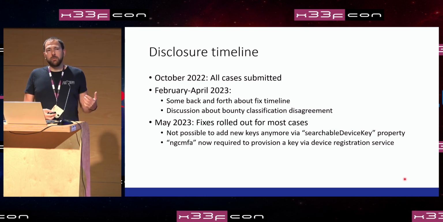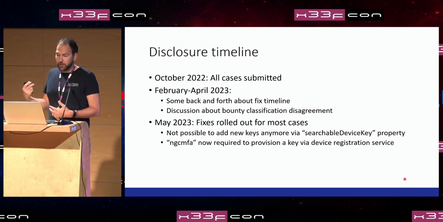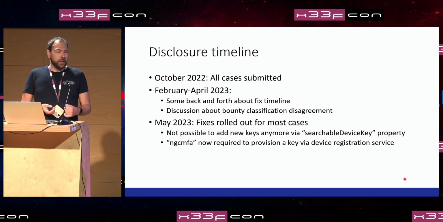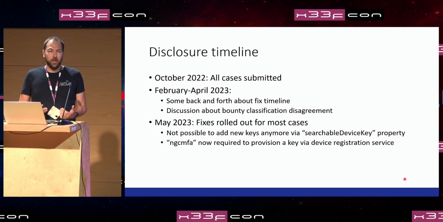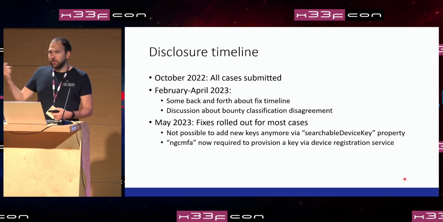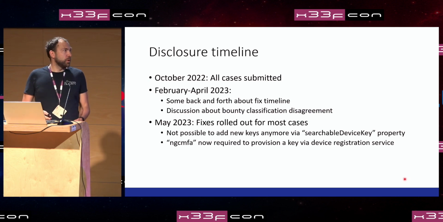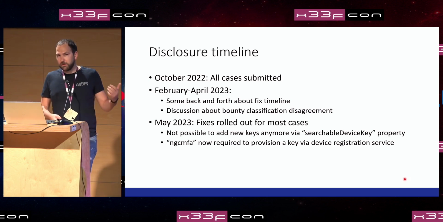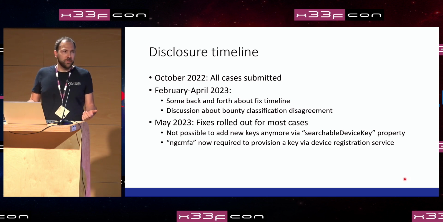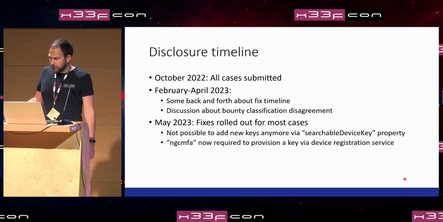So now it's not possible anymore to provision new keys by writing to the searchable device key property. And it also now requires NGC MFA properly to provision a new key via the device registration service. So you can't just modify users and then have arbitrary keys on them. So that's an improvement. Of course, getting back to the Active Directory story, in Active Directory this is still possible. The shadow credentials attack still works, but in Azure AD at least this is fixed.